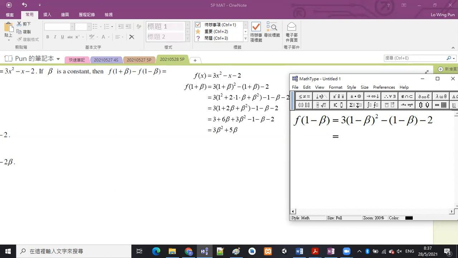And the formula for the identity for (a - b) squared is a squared minus 2ab and then plus b squared. Okay. Good.